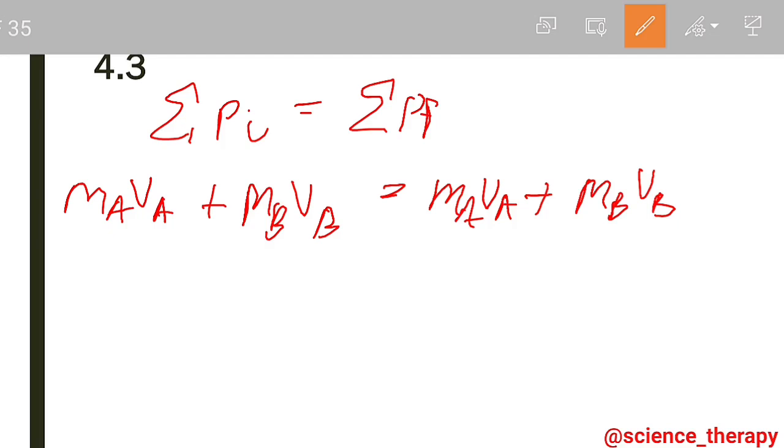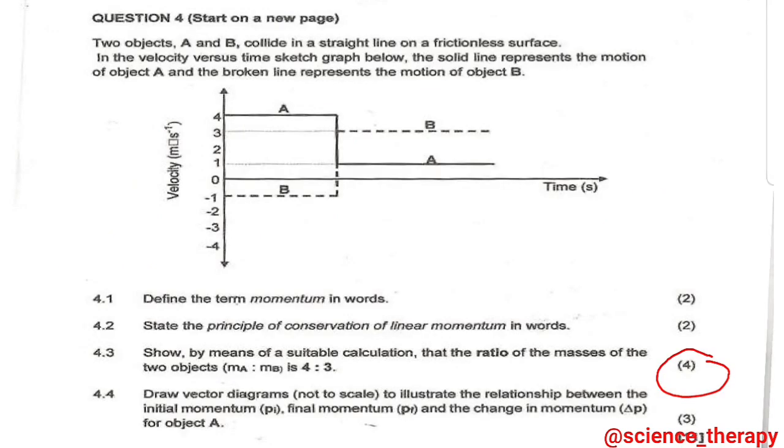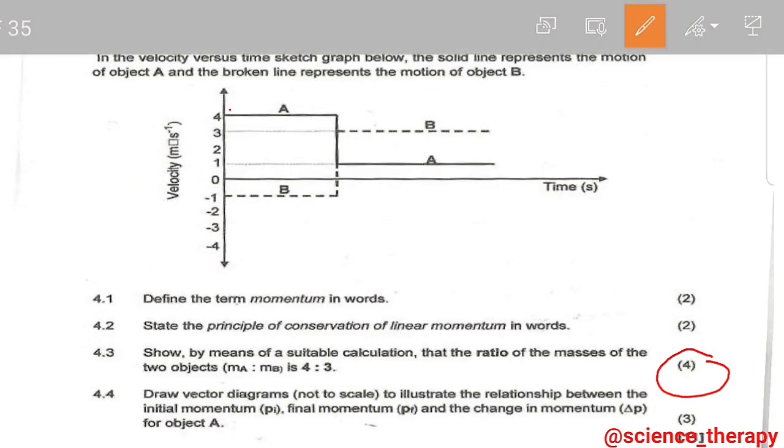Now let's substitute. We can see that from the statement we are not given any masses, right? So we just need to write this as MA. You just need to trust the process of maths with this one. Now, what is the velocity of A? We are given that it is 4, extracting it from the diagram here, right? We can see that it is 4, right?